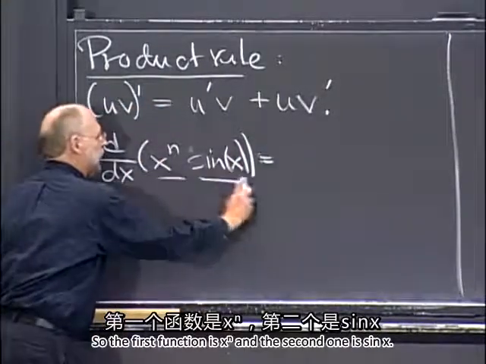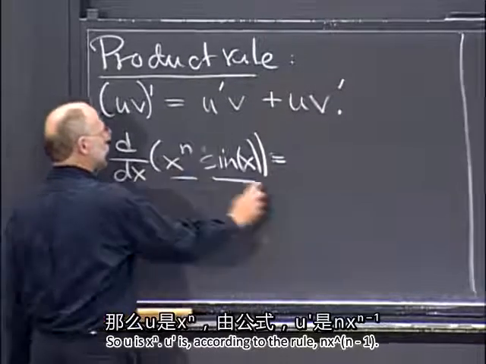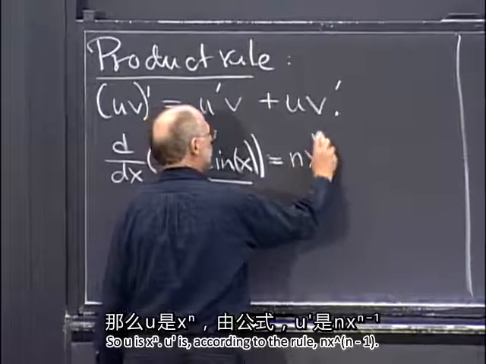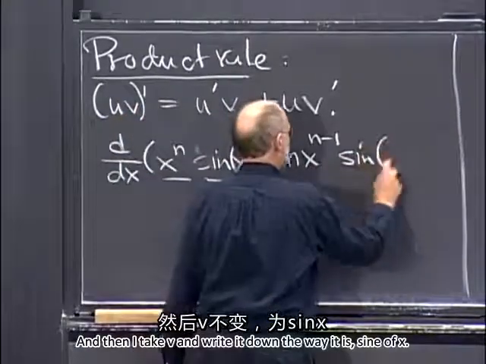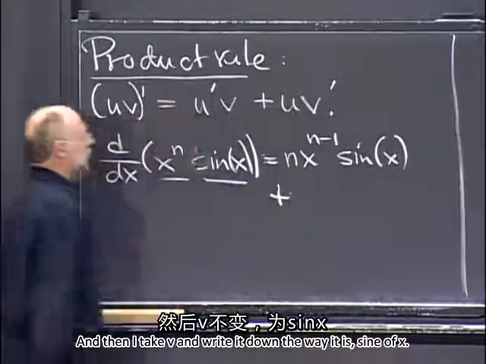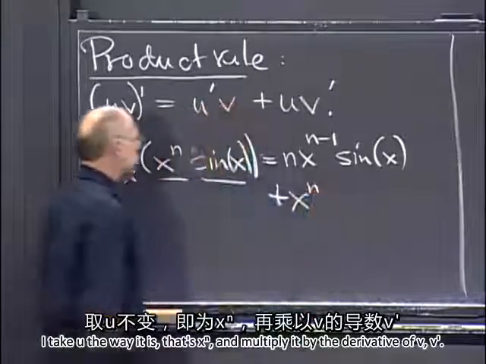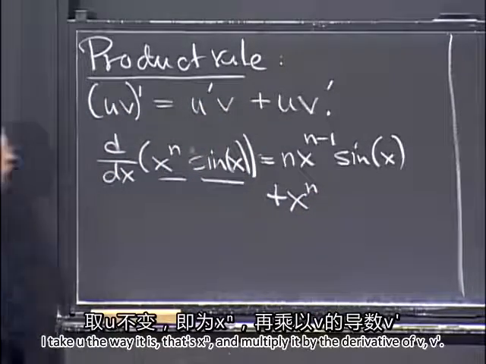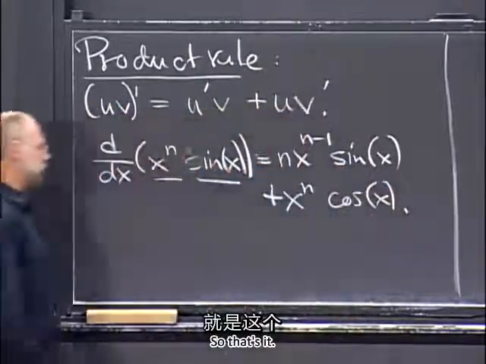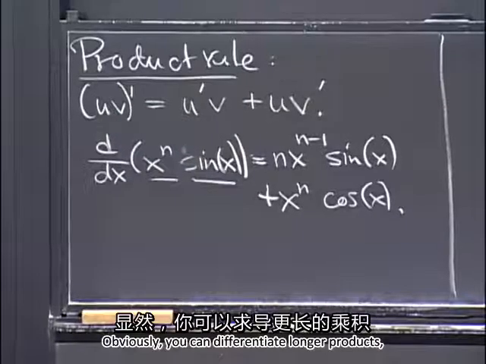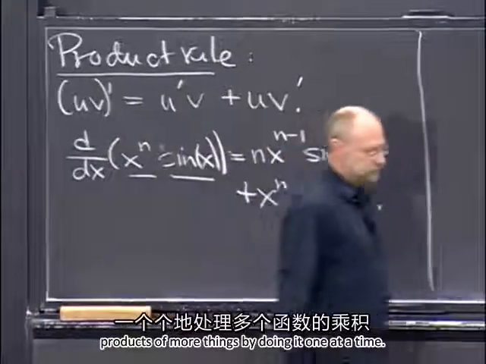So the first function is x to the n, and the second one is sine of x, and we're going to apply this rule. So u is x to the n, u prime is, according to the rule, n x to the n minus 1. And then I take v and write it down the way it is, sine of x. And then I do it the other way. I take u the way it is, that's x to the n, and multiply it by the derivative of v, v prime. We just saw v prime is cosine of x. So that's it. Obviously, you can differentiate longer products, products of more things, by doing it one at a time.